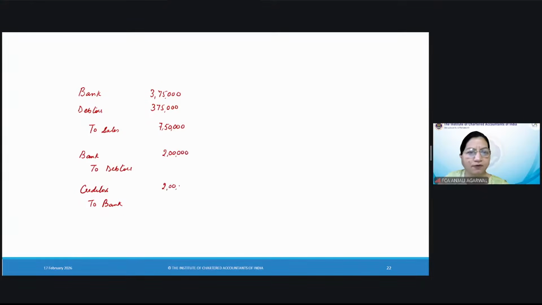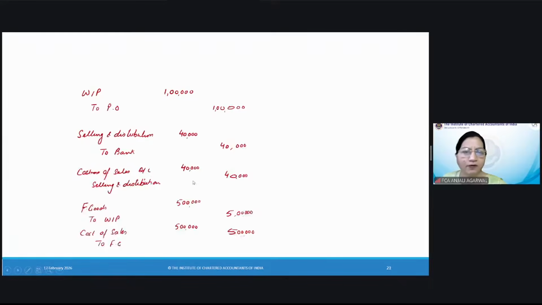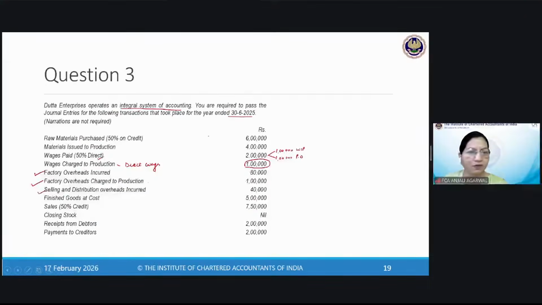So this will be the scheme of journal entries. If you are required, they ask you to prepare the accounts also. You will see that your stores had 6 lakh, out of which 4 lakh is issued to production, and therefore there is a balance of 2 lakhs. This is material. You can prepare a wages control account. You will see that wages to bank 2 lakhs, by WIP 1 lakh, and by production overheads 1 lakh.